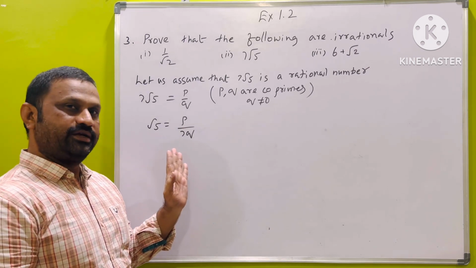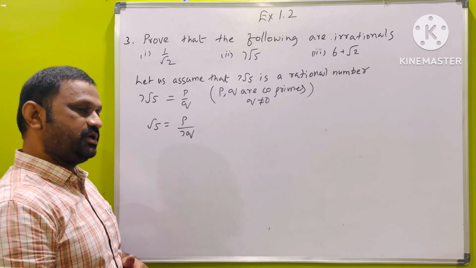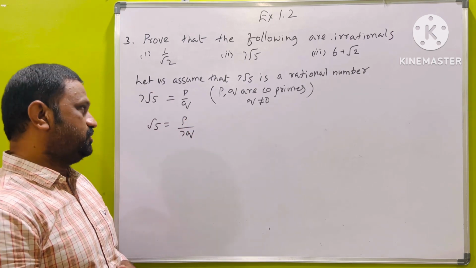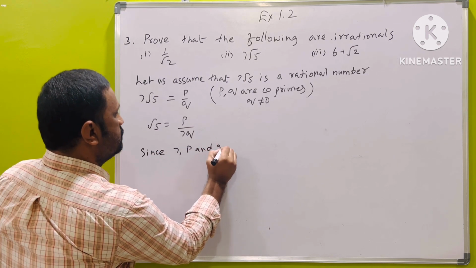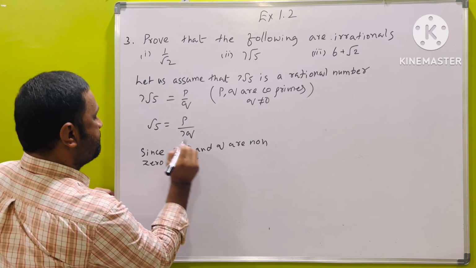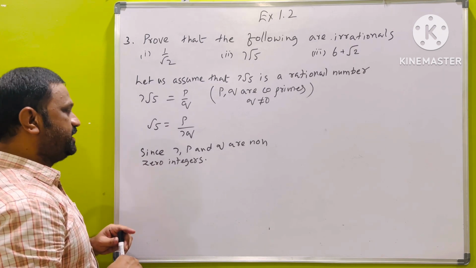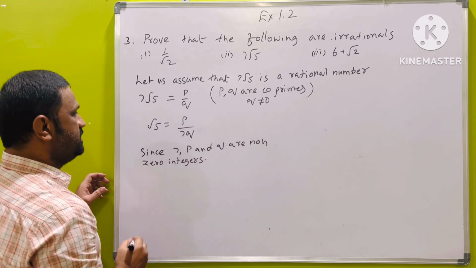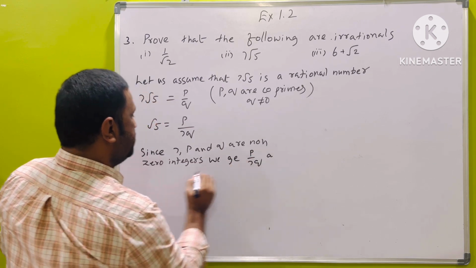What do you observe here at the right hand side? p, 7 and q are all non-zero integers. If we substitute p and q with some non-zero integers, we will get the whole term as a rational number. Since 7, p and q are non-zero integers, if we perform any operation such as multiplication, division, subtraction or addition, we will get p by 7q, a rational number.